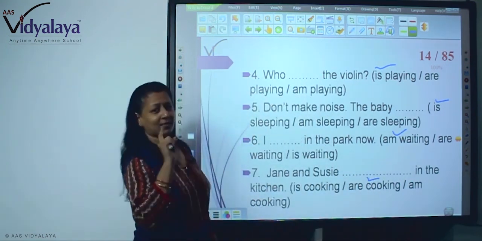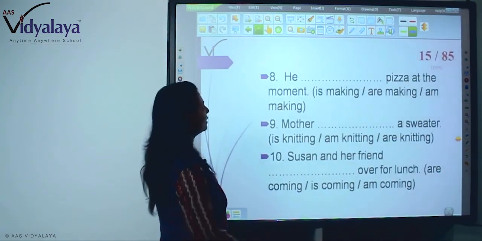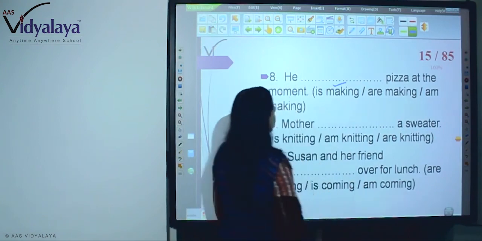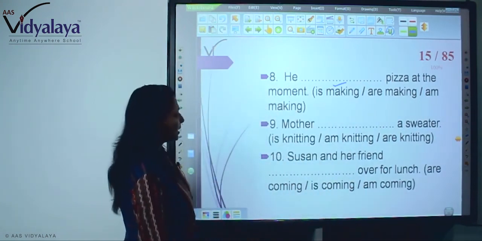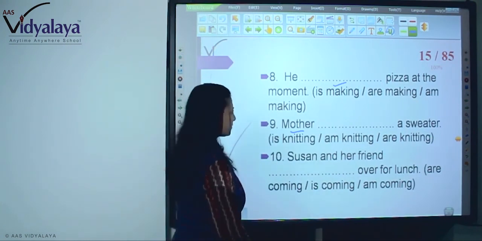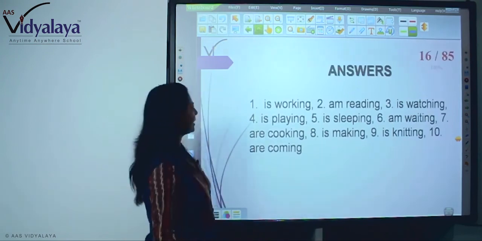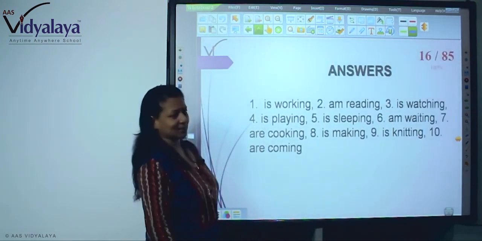So, always you will have to consider person and number together. Now, he is singular, is making pizza at the moment. Mother is again singular, so is knitting. Suzanne and her friend are coming, because they are 2, more than 1. So, here is the answer also.